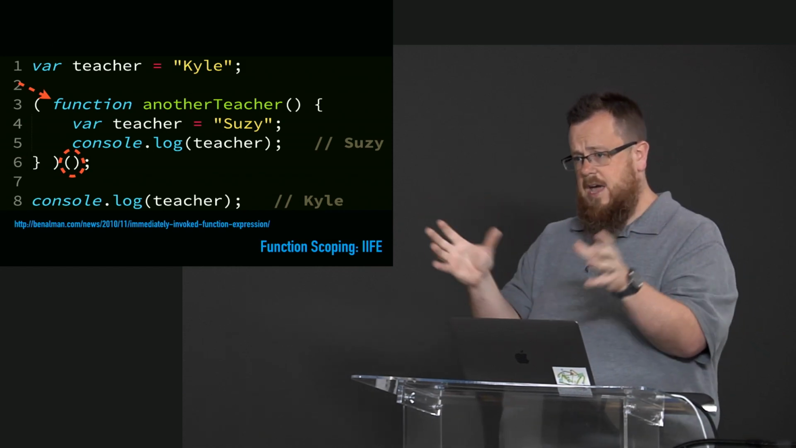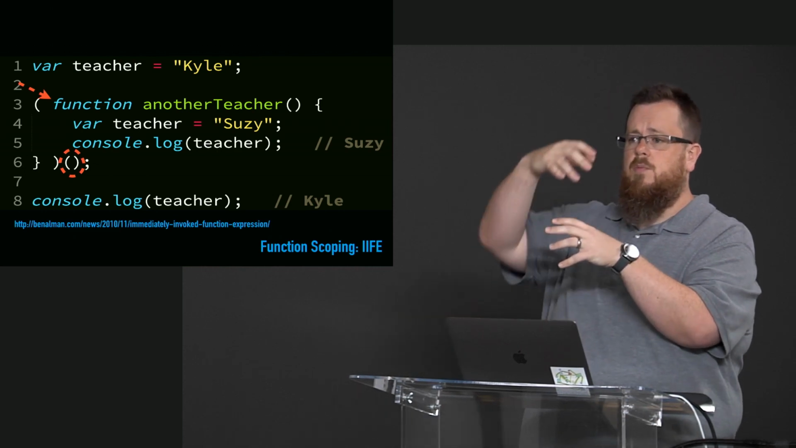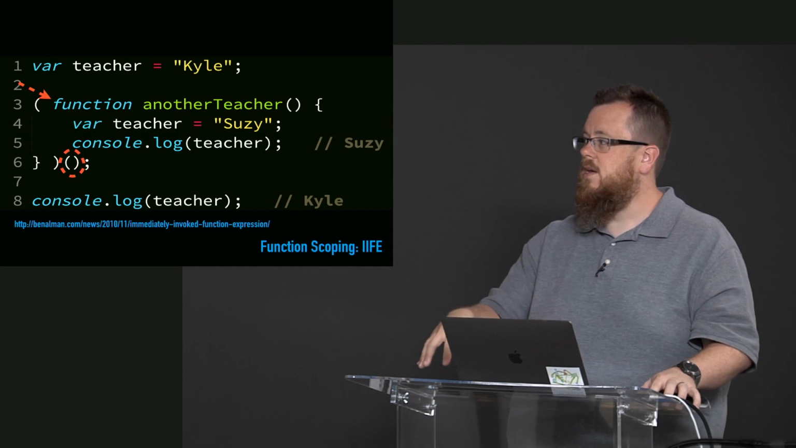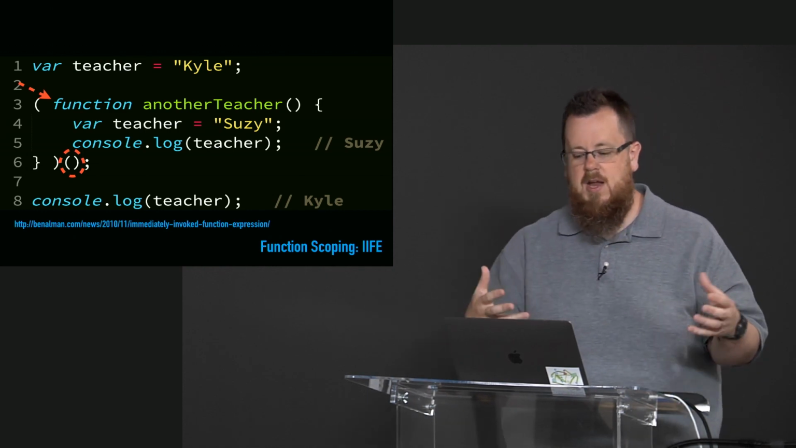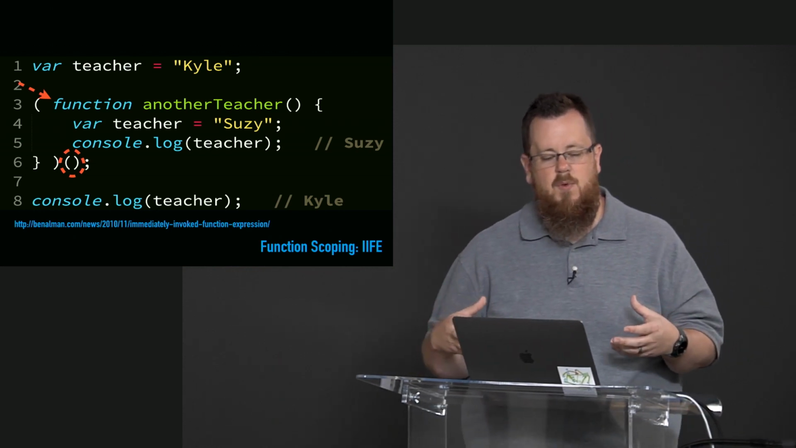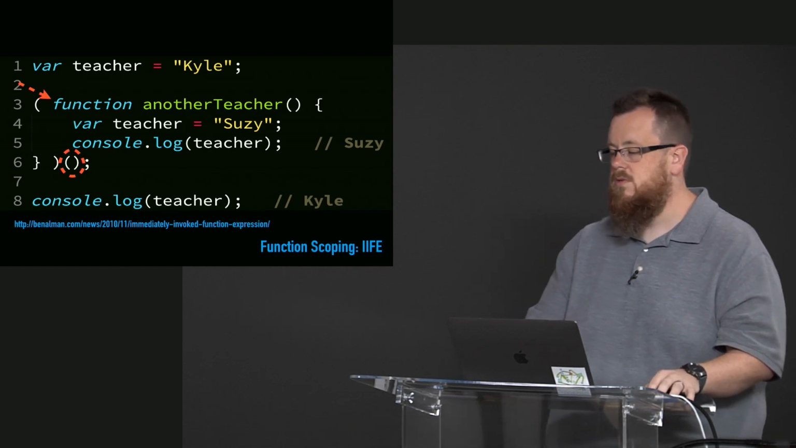That allows us to encapsulate some of our behaviors and things so that they don't pollute other parts of the program. We wouldn't want for line 8 to print Susie. We want for line 8 to print Kyle. And the way that we protect that assignment on line 4 from changing it is that we wrap a function around it. That's at least one of the ways to do so.